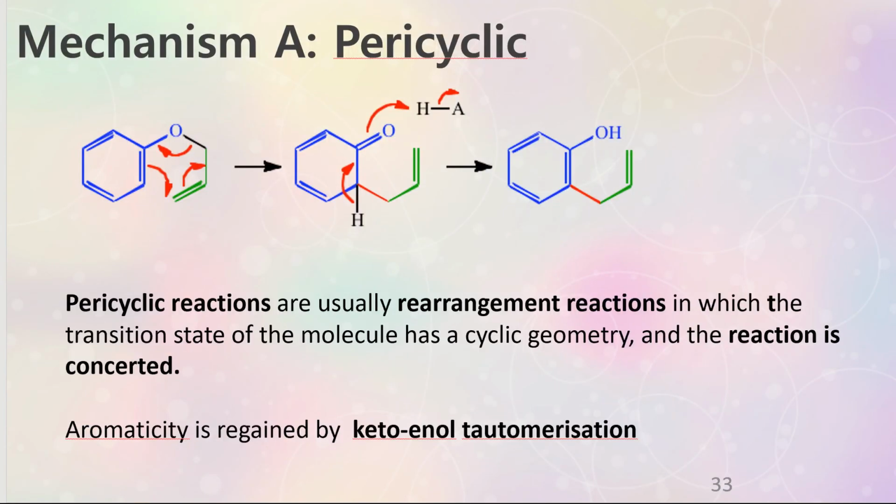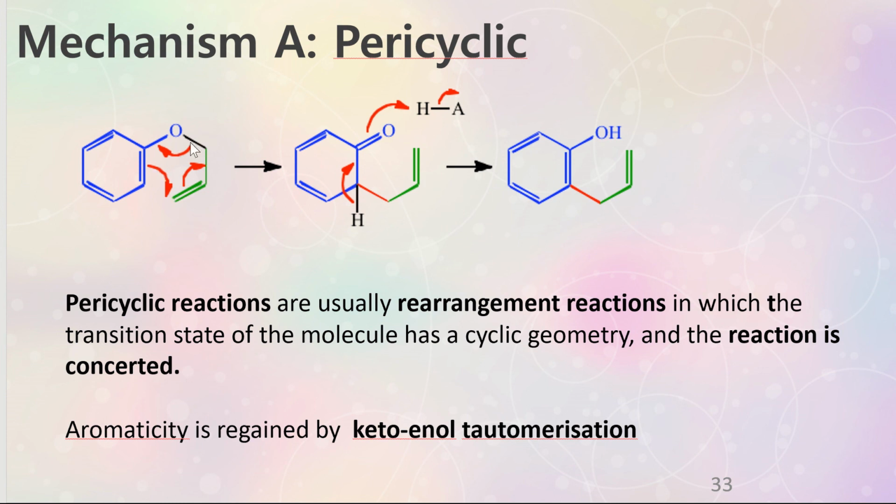So let's look at the first. We're going to look at mechanism A and mechanism B. A is our pericyclic mechanism and B is our ionic mechanism. Let's just state here that pericyclic reactions are usually rearrangement reactions in which the transition state of the molecule has a cyclic geometry and the reaction is concerted, as we mentioned earlier.